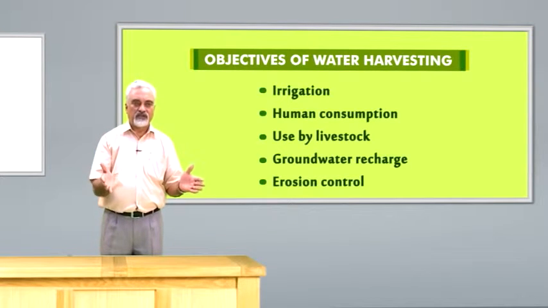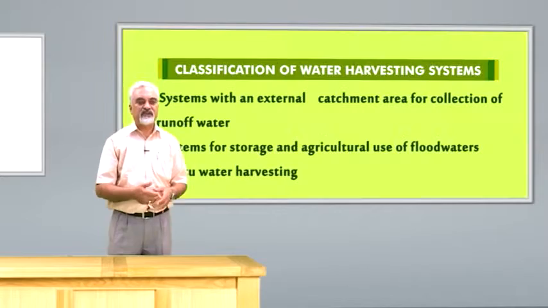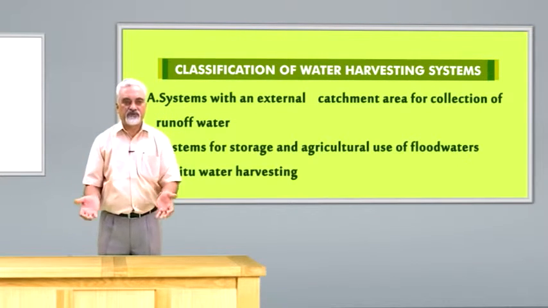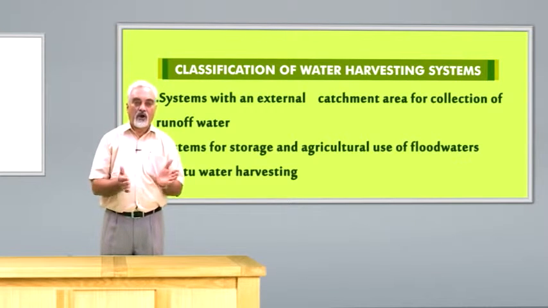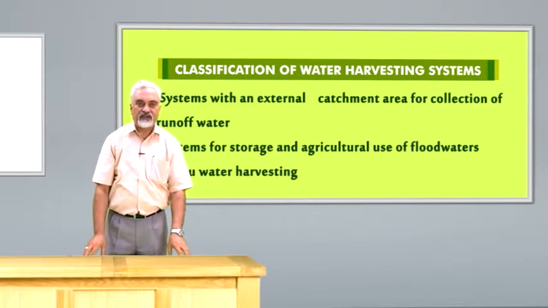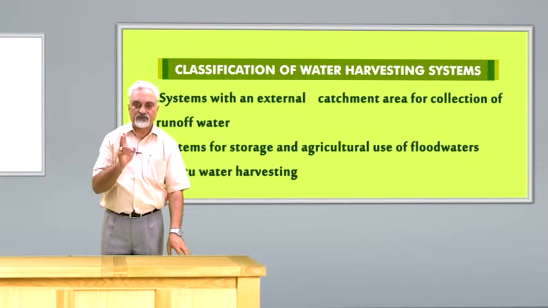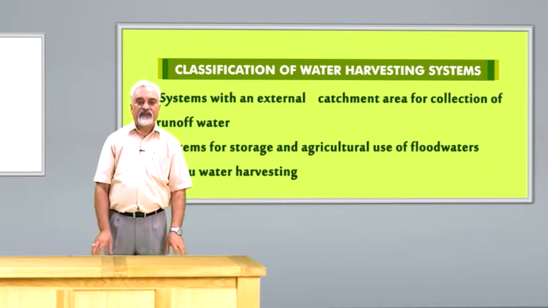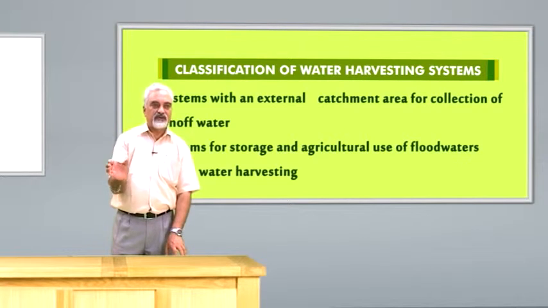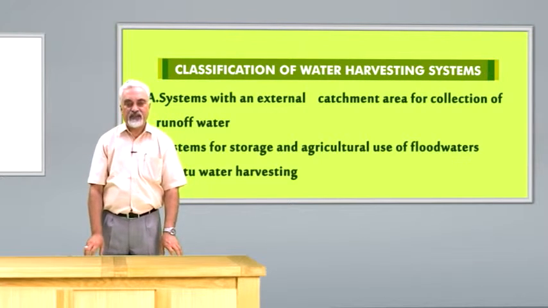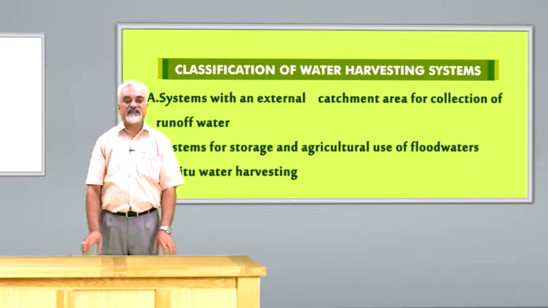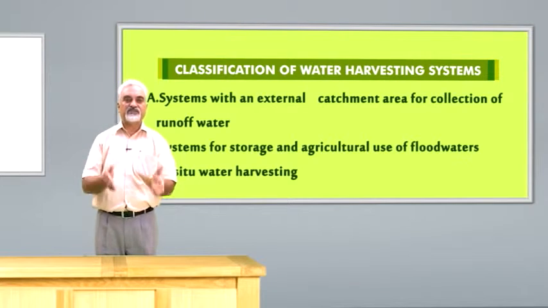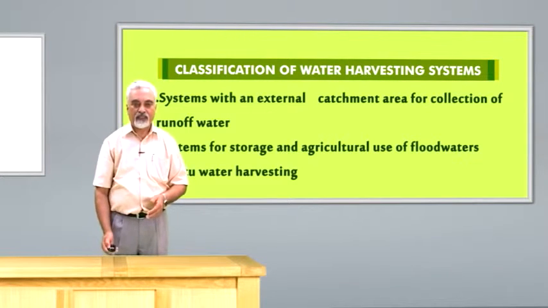In system number one, the runoff from the catchment area is collected and either stored in some suitable water reservoirs or directly applied to the agricultural fields. The second system is that the flood water is diverted to the agricultural fields. And number three, which is known as in situ water harvesting, the water is harvested right at the spot where it has to be used.